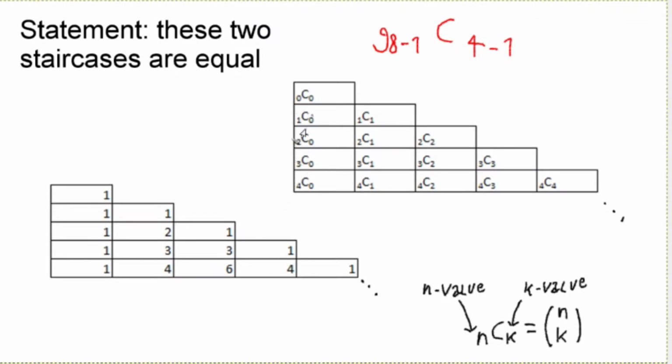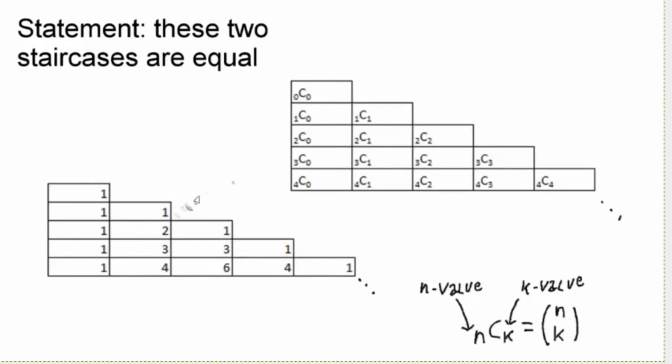This also explains why the first column is only 1 and the upper diagonal is only 1. With the first column you're saying if I have n items and I'm picking 0 of them, obviously there's only one way you can do that, by not picking any of them. And if you have n items and you have to pick all of them, there's only one way to pick all of them, and that's picking all of them. So that explains why the first column on this staircase is equal to the first column on this staircase, and why the upper diagonal here is the exact same as the upper diagonal over here.